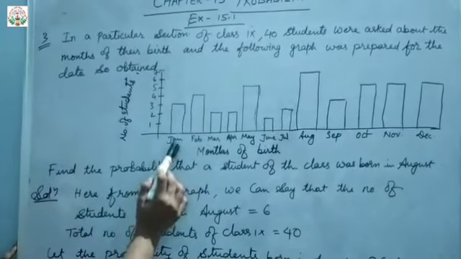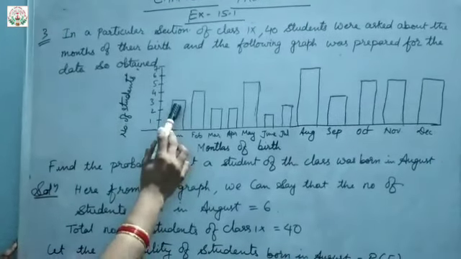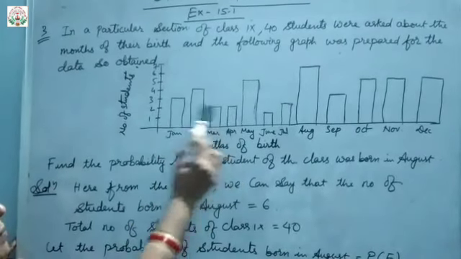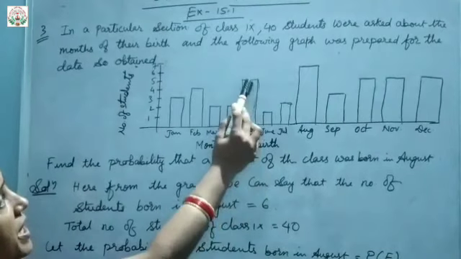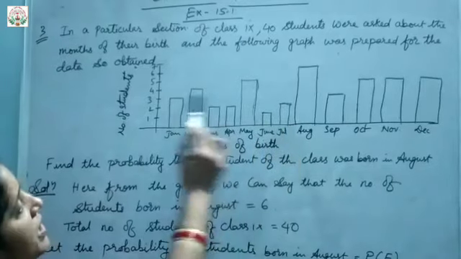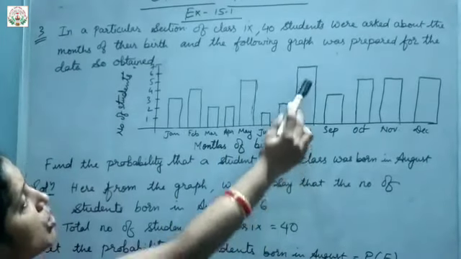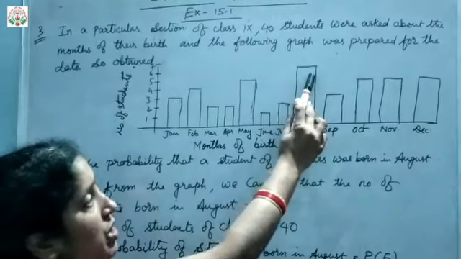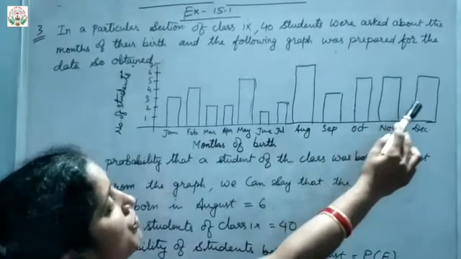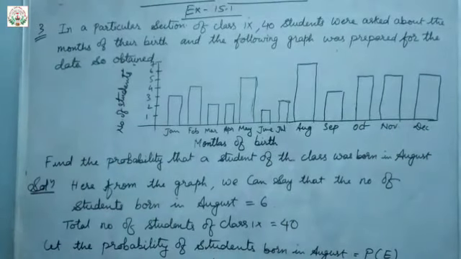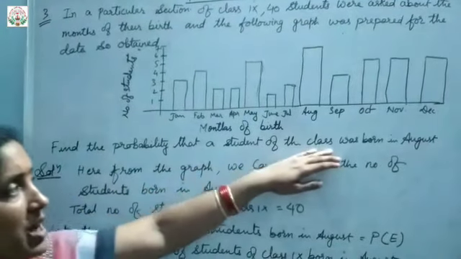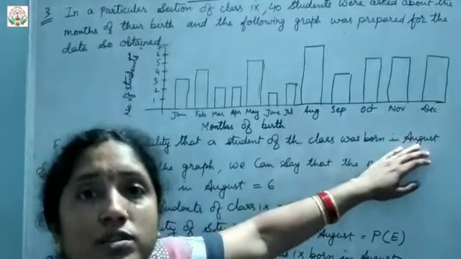So in January, how many students are there? 3. Same way February, 4. March, 2. April also 2 students. May, 5 students. June, 1 student. July, 2 students. August, 6 students. September again 3. October 4. November 4. December 4. Likewise the graph is given. Find the probability of a student of the class who was born in August.